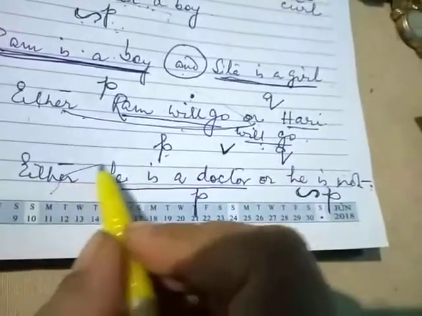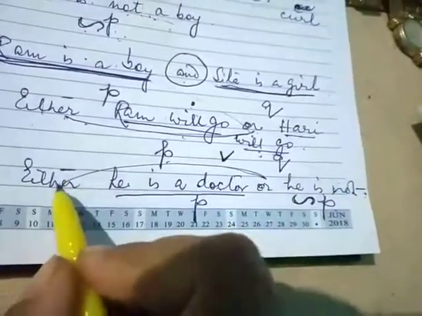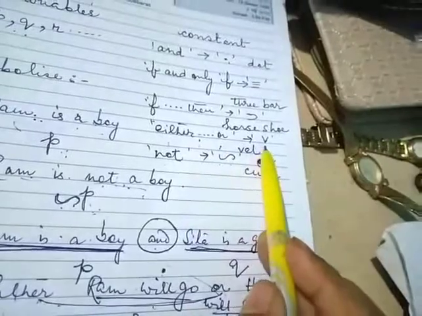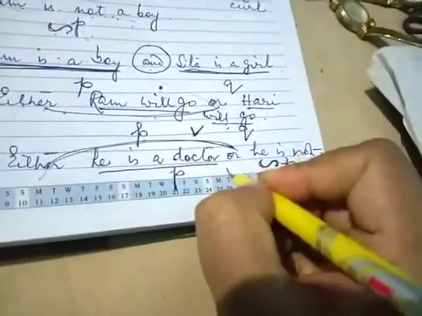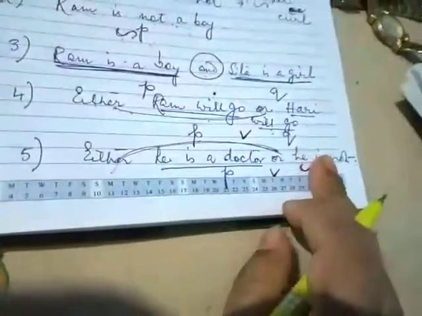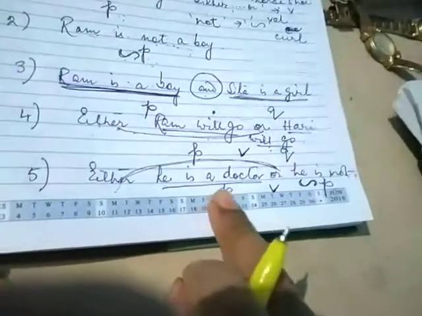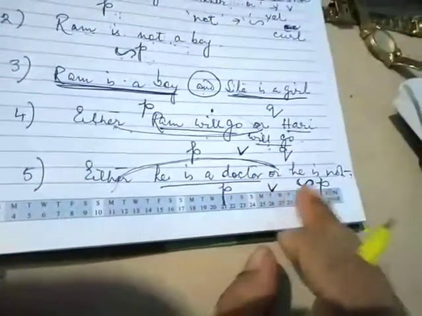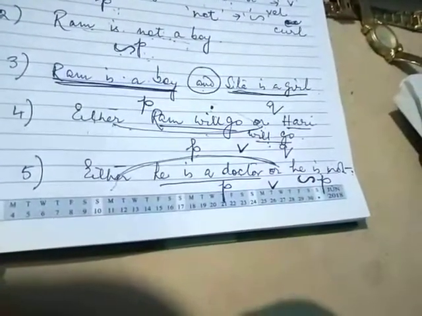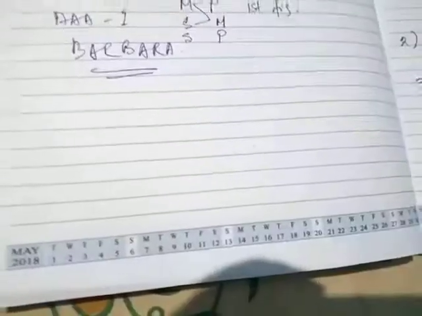And for this "either or" connective, what will I use in between the two sentences? For the "either or" connective I will use vel. So this sentence, or this proposition, is symbolized as P vel curl P. Now coming on to the next sentence.